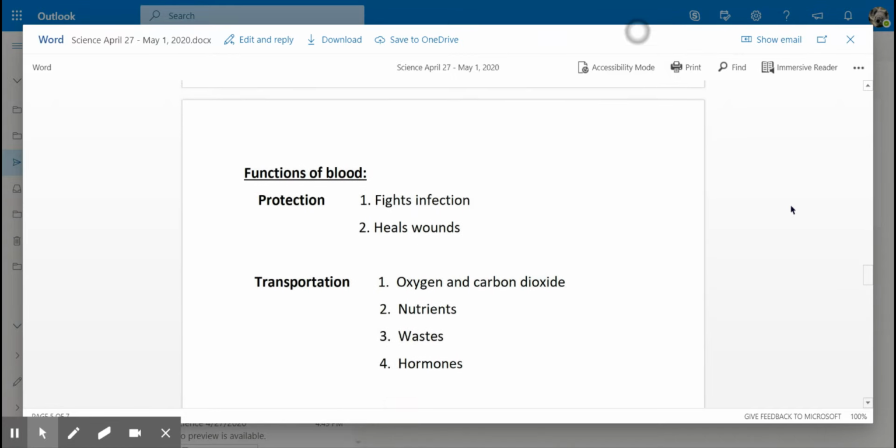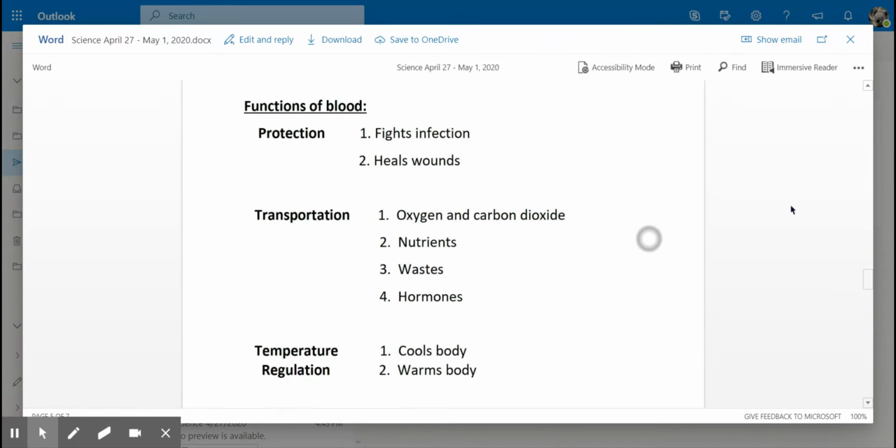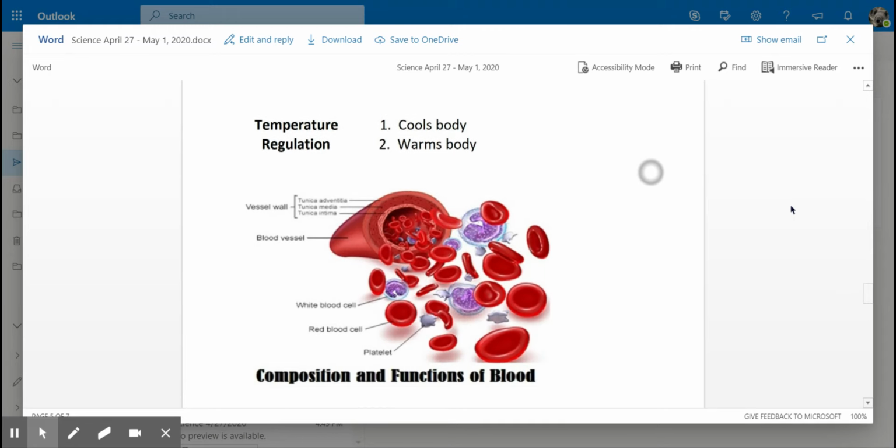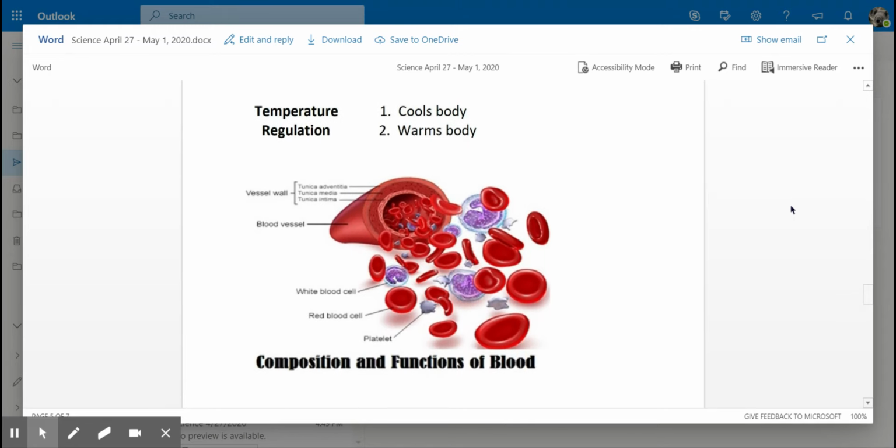The functions of the blood. We have three functions of blood. We have protection, transportation, and temperature regulation. For protection, it fights infection when we're sick, and it heals wounds. The transportation is oxygen and carbon dioxide; it transports nutrients, waste, and hormones. The temperature regulation, it cools and warms our body. Here is the composition and functions of the blood.